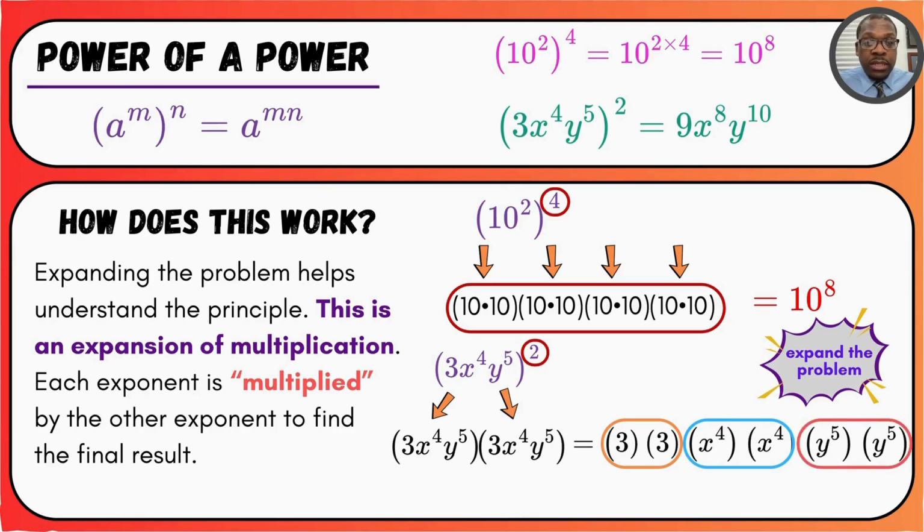And I'll see if you can guess this one. y to the fifth times y to the fifth should give us y to the 10th. And that's exactly what we get. Okay, 3 times 3 is 9, x to the fourth times x to the fourth is x to the eighth, and then y to the fifth times y to the fifth is y to the 10th.